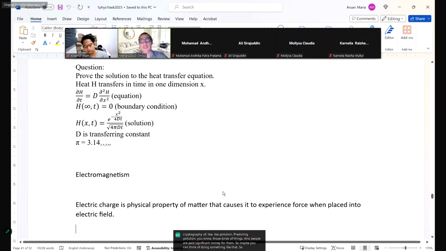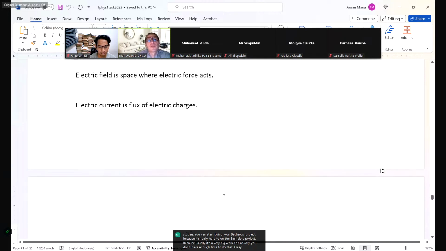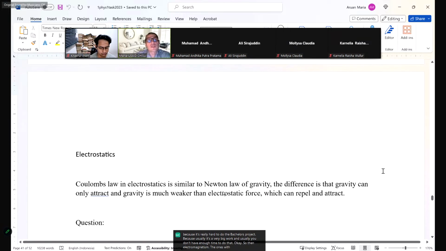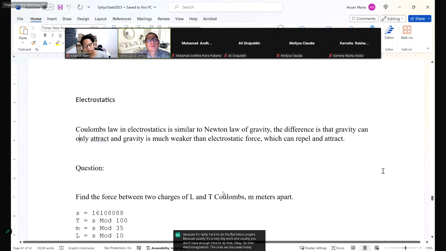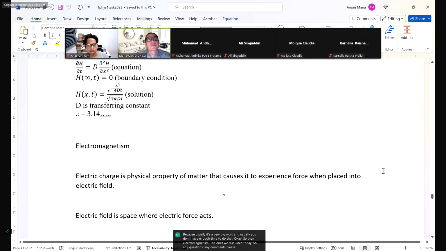So from early stages of your studies, you can start doing your bachelor's project, because it's really hard to do the bachelor's project, because usually it's a very big work and usually you don't have enough time to do that. Okay. So then electromagnetism, the ones we discussed today, yeah? So any questions, any comments, please? Anything?